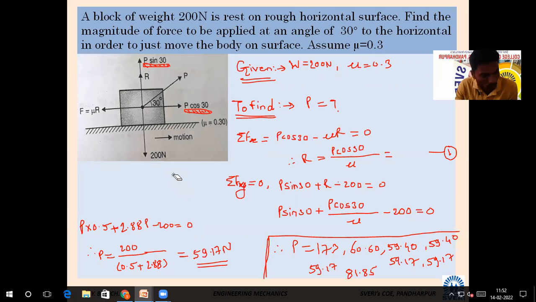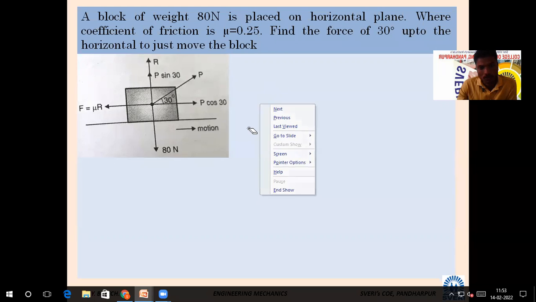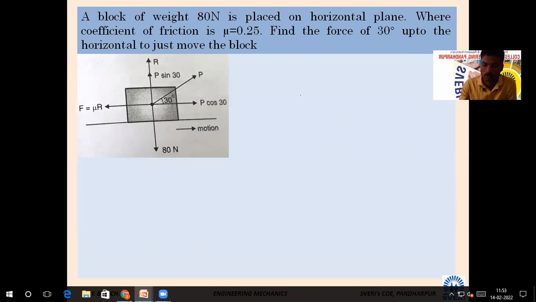Shall we go to the next one? Yes, sir. Maybe without the problem. 10 minutes are there. Is it the same? No, sir. The weight is different, sir. Okay, only the weight is changed, P force. Mu is also changed. Okay. Just solve within 5 minutes. I will not solve now, I will ask for the direct answer.